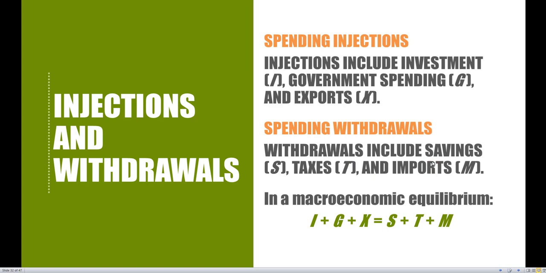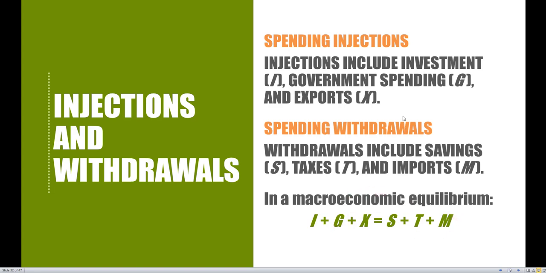In order for us to have equilibrium under the full model, we now have I plus G plus X equals S plus T plus M. No longer is it just I equals S. We add in all these extra variables. The sum of I, G, and X has to equal the sum of S, T, and M. So the left-hand side has to equal the right-hand side.